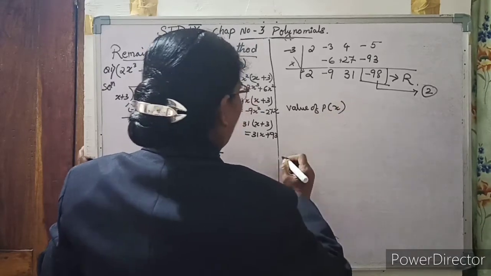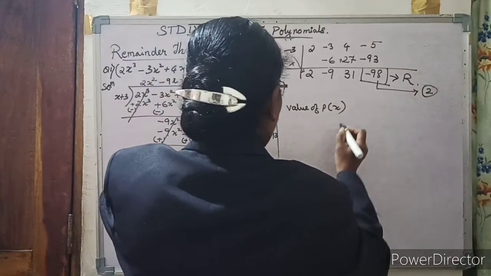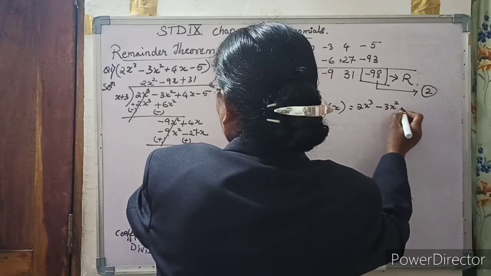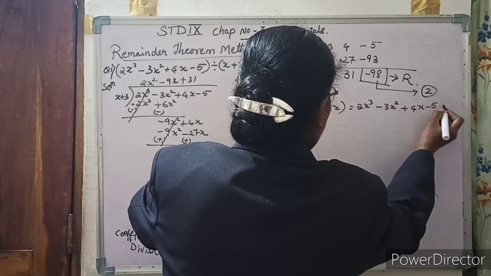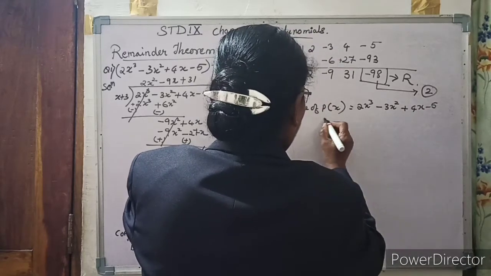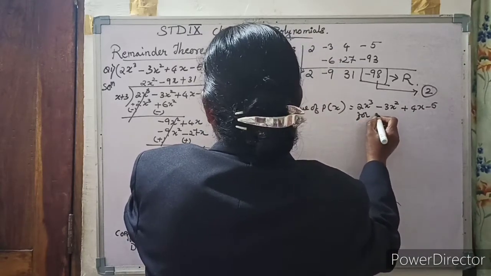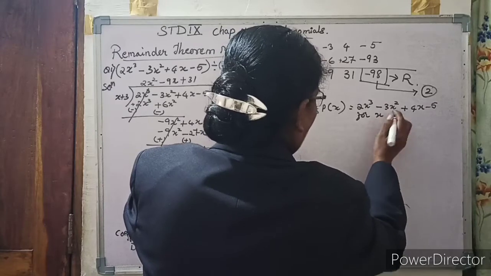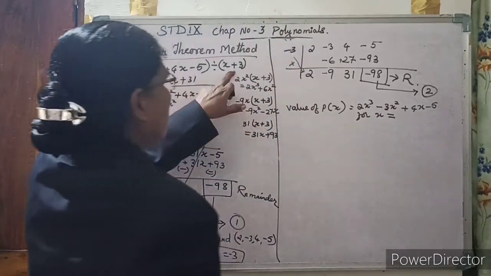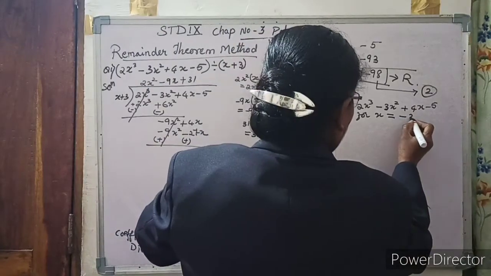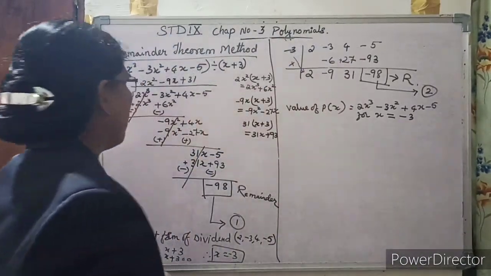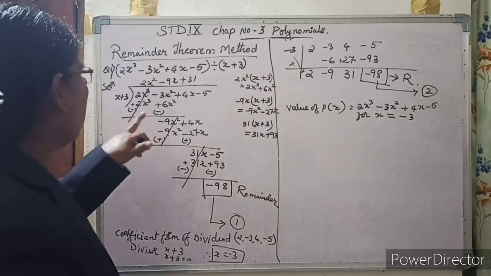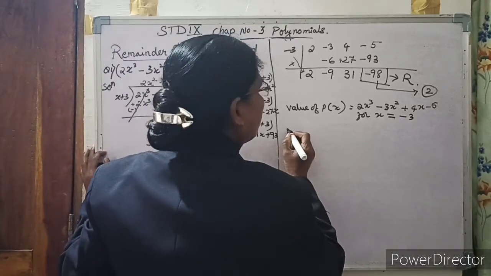Find the value of the polynomial p(x) equal to 2x cube minus 3x squared plus 4x minus 5, when the divisor is x plus 3. Now x will be equal to, this is plus 3, so opposite, it will be minus 3. Here we have taken x equal to minus 3, we have found out here. So now find the value of the polynomial.